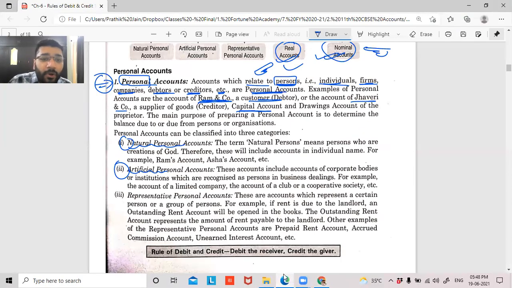Yes, sir. So personal account can be classified into 3 categories: natural personal account, artificial personal account, representative personal account. So there are 3 categories. You need to remember these 3 names for sure. The term natural person means persons who are the creation of God. Therefore, these will include accounts in individual names, for example, Ram account, Asha account, Sham account. I sold goods to Ram. Ram is a natural human being, a natural person created by God. So he'll be categorized as a natural person.